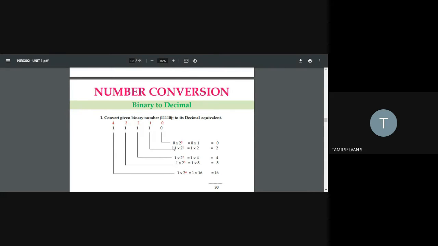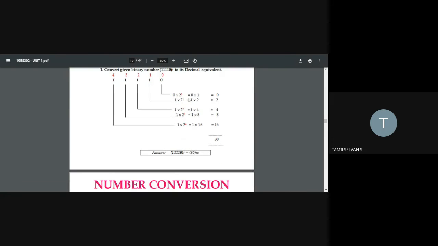So in this basic multiplication, 0 into 2 power 0, 1 into 2 power 1, 1 into 2 power 2, 1 into 2 power 3, 1 into 2 power 4. After completing the multiplication, I get the final result as 30. That is, 30 is the exact decimal value for the binary number 11110 to the base 2.